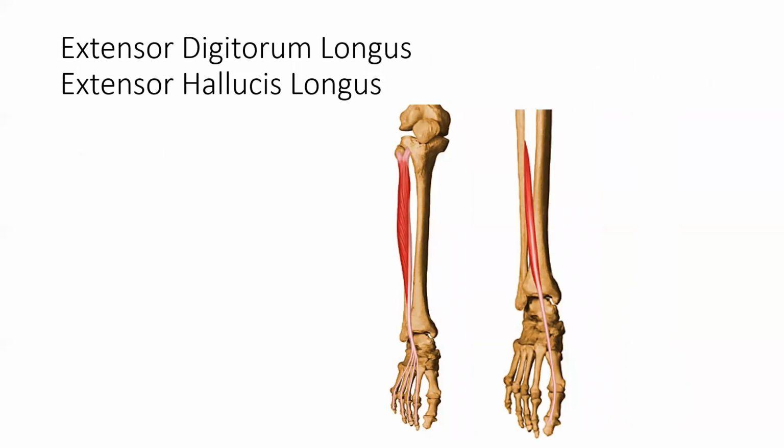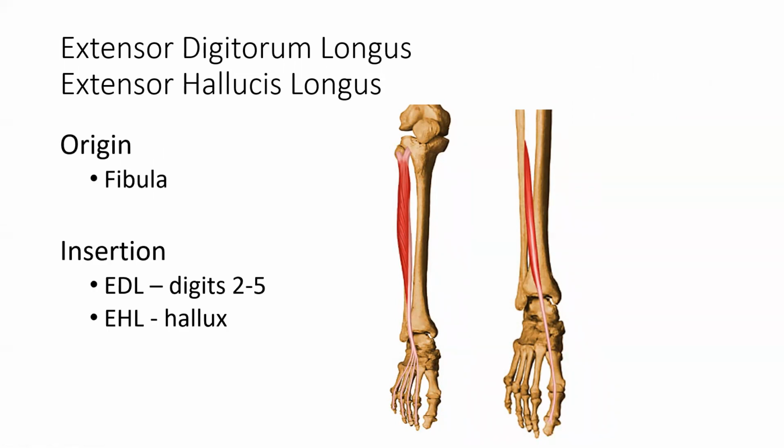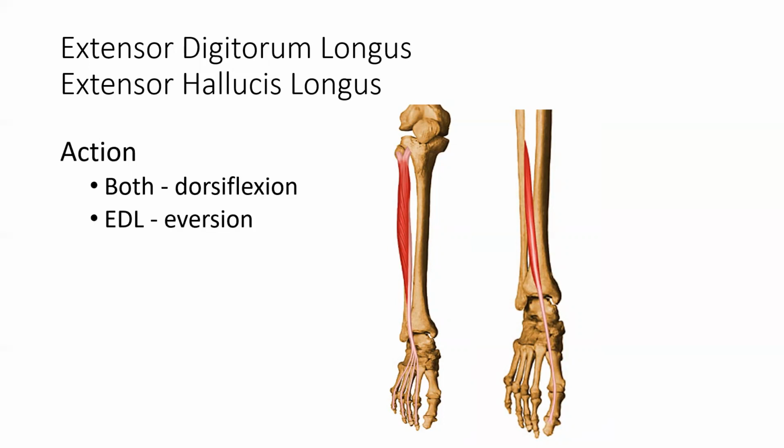With Extensor Digitorum longus and Extensor Hallucis longus, these are kind of like the inverse of Flexor Digitorum longus and Flexor Hallucis longus, but they do all have origins on the fibula. And then the insertion for extensor digitorum longus is on digits 2 through 5, and then extensor hallucis longus on the first digit. The actions here will be dorsiflexion, eversion for extensor digitorum longus, and inversion for extensor hallucis longus, based on the line of pull across the subtalar joint.